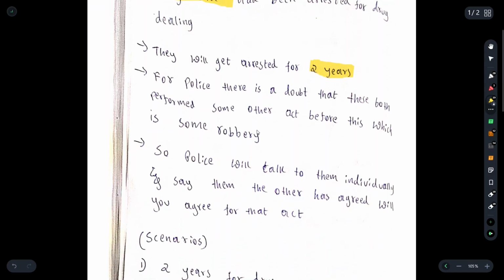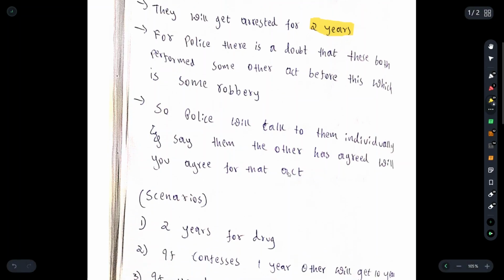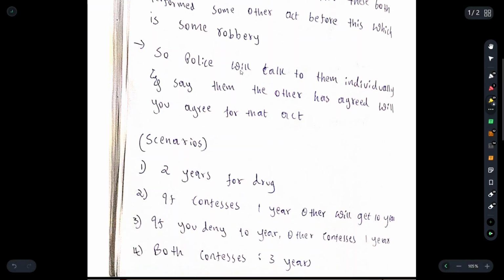For the police there is a doubt that they both have performed some other serious actions in previous cases, but some of those cases do not have proper proofs. So the police have a doubt that these two people might have done that. The police will talk to them individually and say that L has accepted that he committed the mistake, will you accept or not? And they will ask Bill the same, saying Bill has accepted the mistake, will you accept or not?